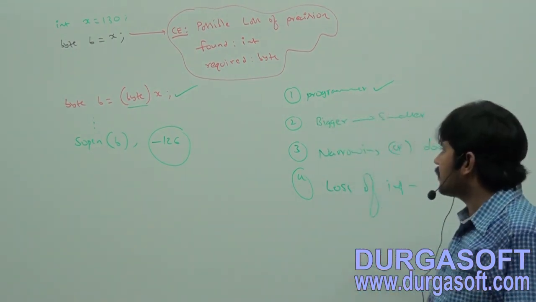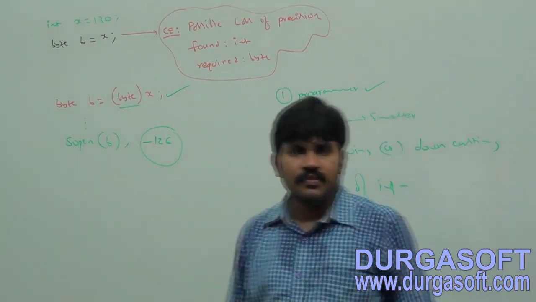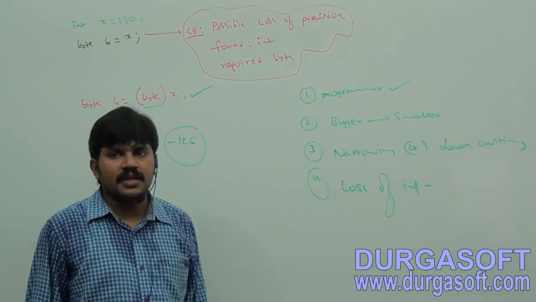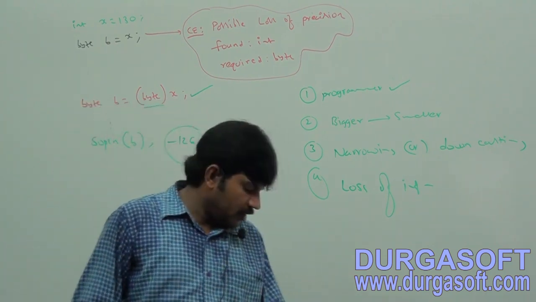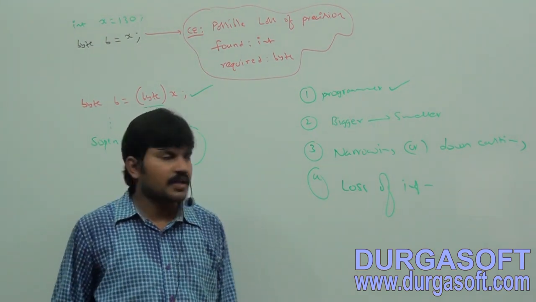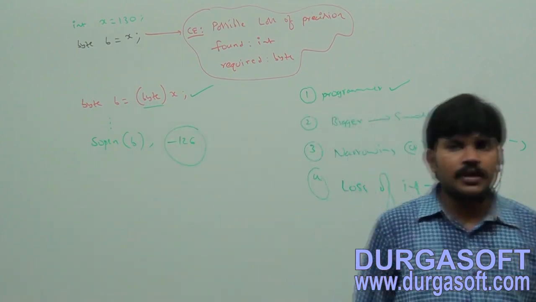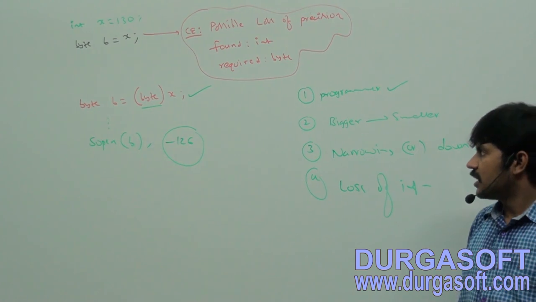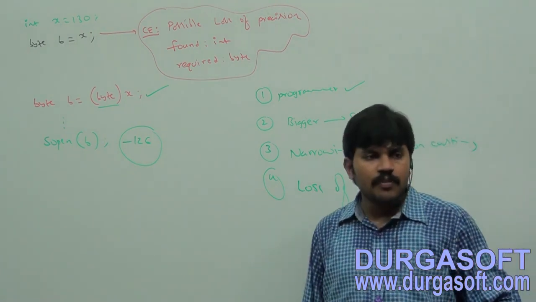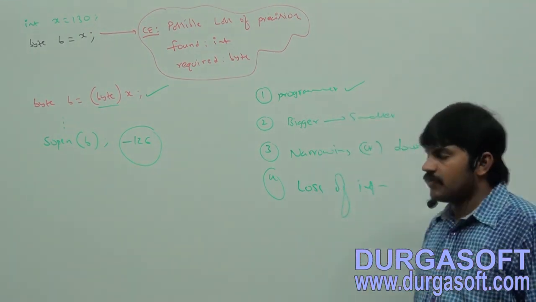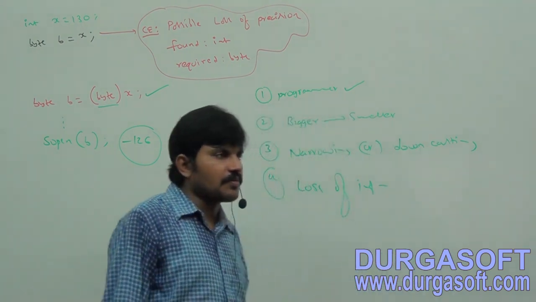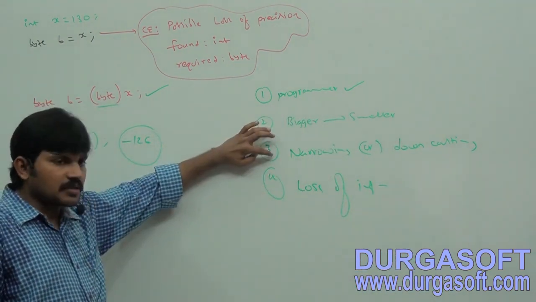Second point: whenever we are assigning a bigger data type value to a smaller data type variable, then explicit typecasting will be performed, or explicit typecasting is required.